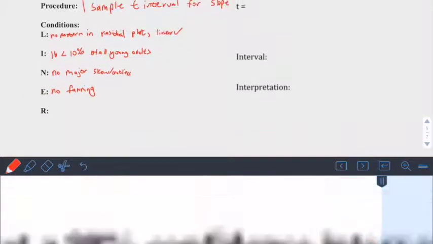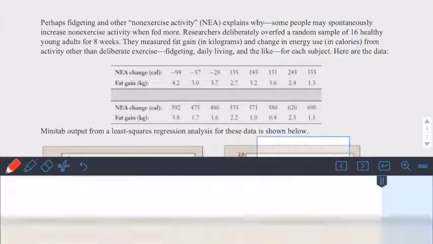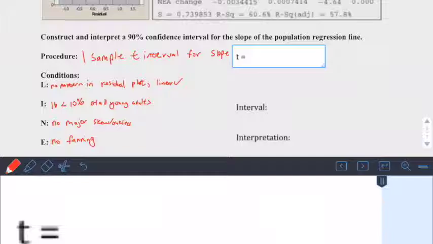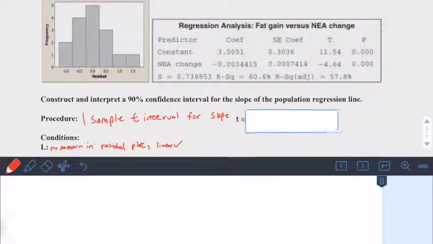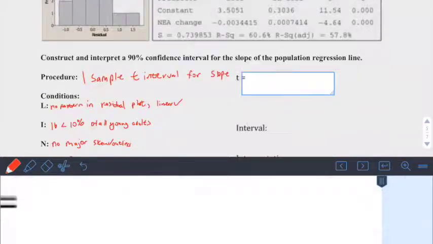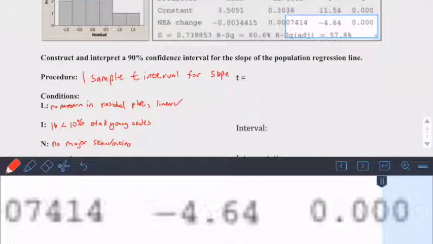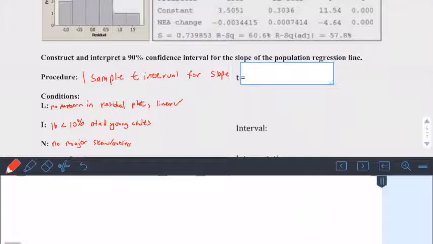And then random sample, I think that was stated. Yep, random sample. So now we need our t. Well, all of this stuff is given to us in the table. So our t is negative 4.64.